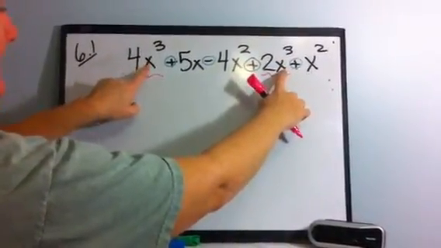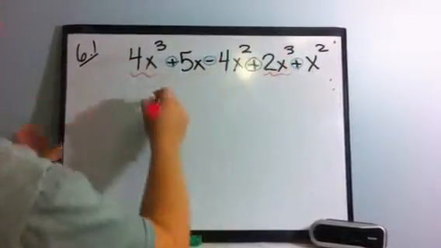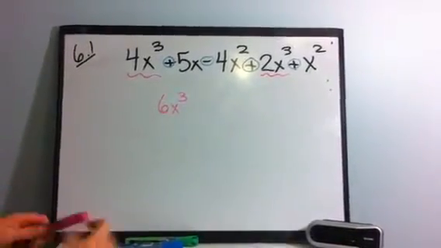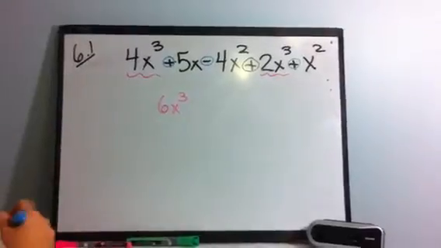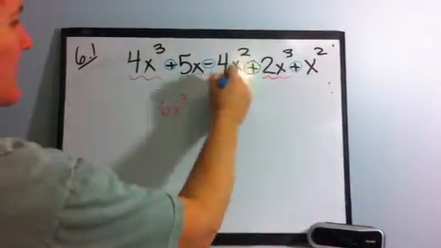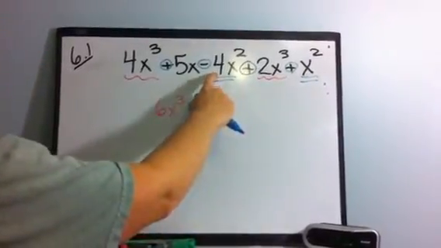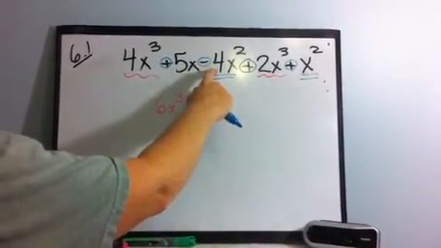So 4x to the third plus 2x to the third gives me 6x to the third. Okay? And then as I keep going, let's look at my x squareds. There's some x squareds and there's some x squareds. So here, check it out, I have a negative 4x squared.